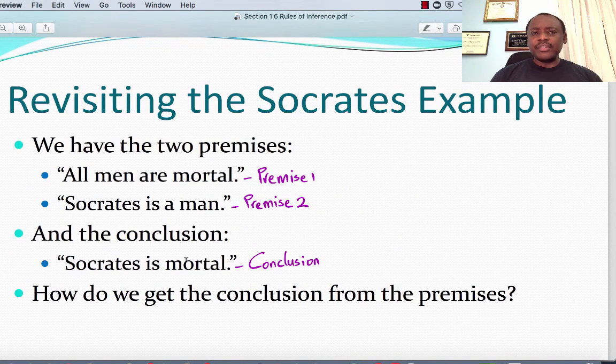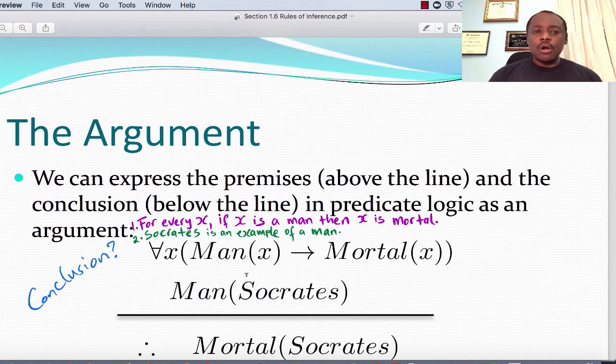Let us start by revisiting the Socrates example. All men are mortal. That's a premise. Socrates is a man. That's a premise. How do we put these two premises together to come up with a conclusion? The conclusion was Socrates is mortal. How did we arrive at this conclusion? We would use rules of inference to arrive at the conclusion. So, an argument. When is an argument valid?